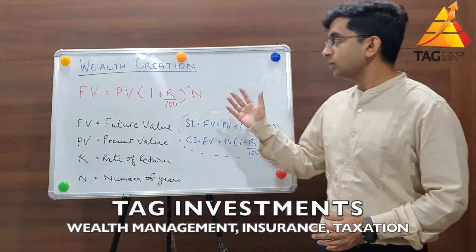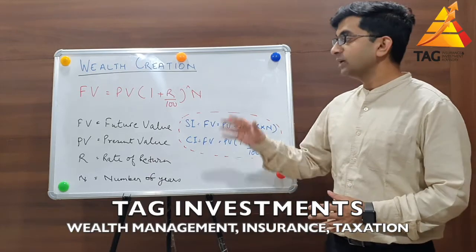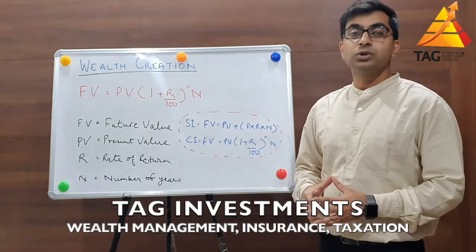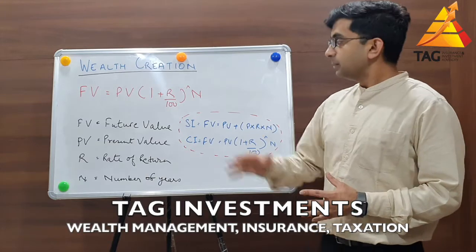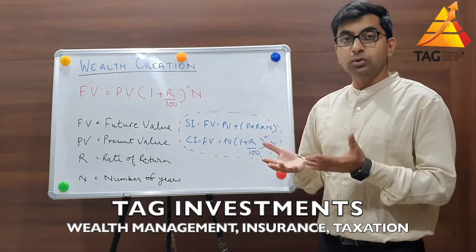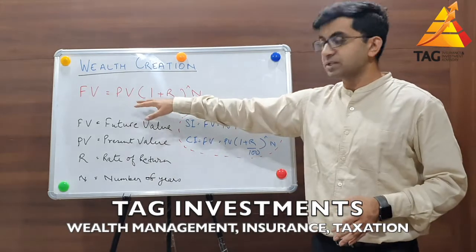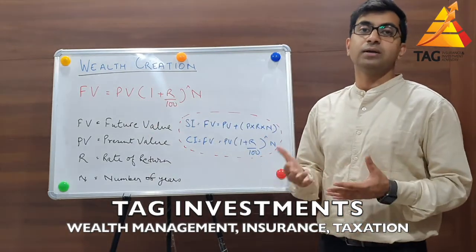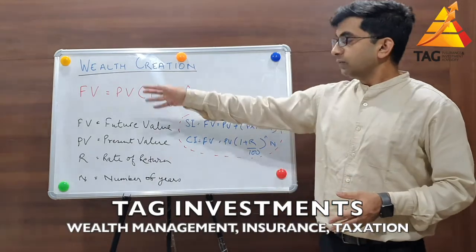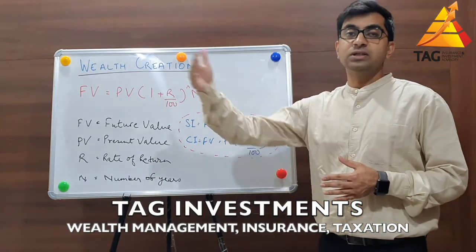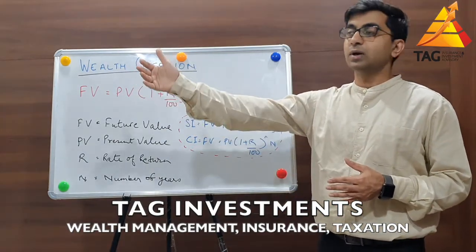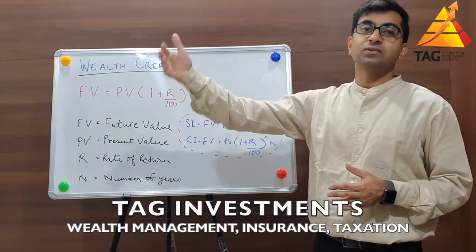Well, to understand the wealth creation formula, we need to understand the concept of future value and present value. Present value is nothing but the amount of investment which you do at a given date, which is today. That is the present value. In simple terms, you can call it the principal amount. Future value is where you want to see yourself creating wealth in the future, say 5 years, 10 years, 15 years down the line.